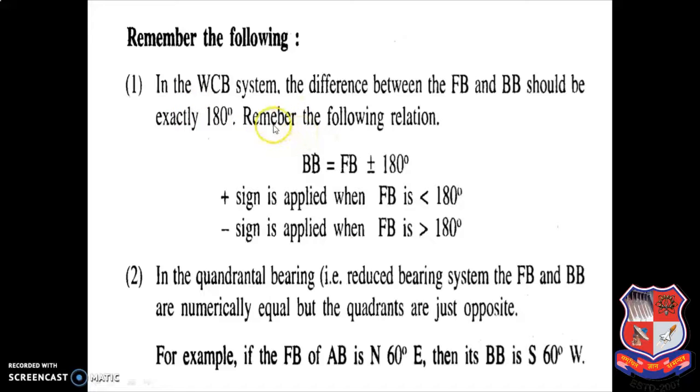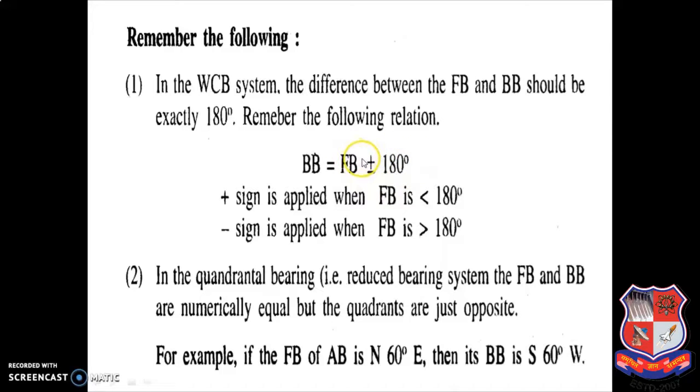Now there are some points that you have to remember when you deal with forebearing and back bearing. First point is, in the WCB system, WCB means whole circle bearing system, the difference between the forebearing and back bearing, FB means forebearing, BB means back bearing, we are using the short forms FB and BB, should be exactly 180 degrees. I already told you that whenever you have two readings, forebearing and back bearing of any line, the difference between them should be exactly 180 degrees. And this is the formula that you have to remember: back bearing is equal to forebearing plus or minus 180 degrees.